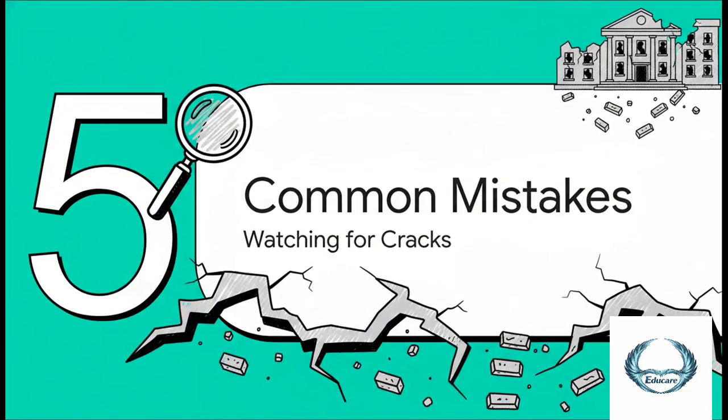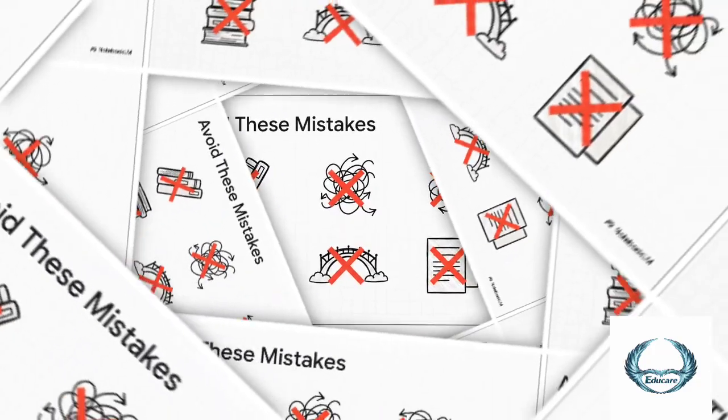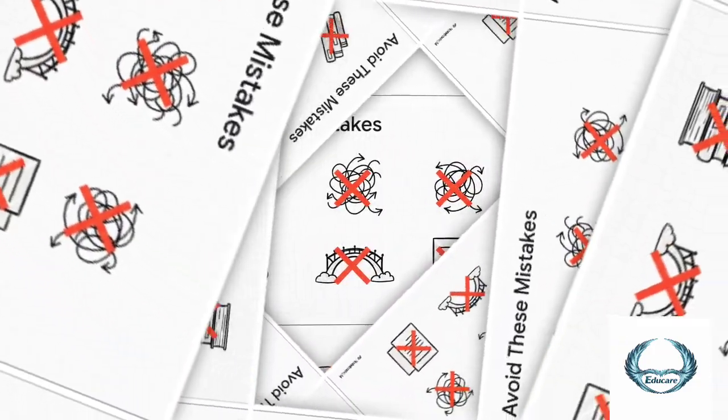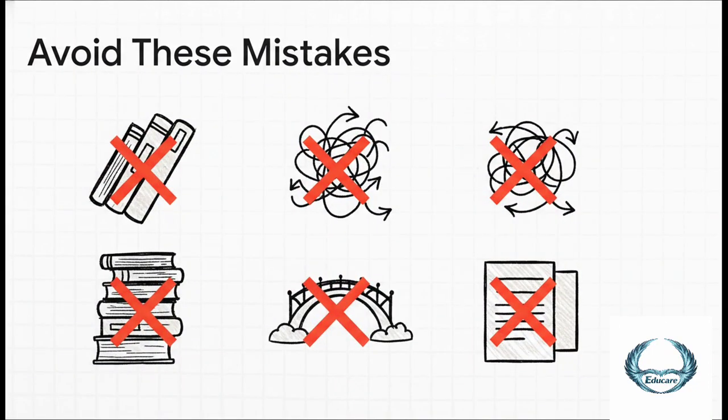Okay, so now you have the blueprint. But before you start building, let's talk about what not to do. Let's look at some common mistakes. Think of these as the cracks in the foundation you absolutely have to avoid. So here are the big ones to watch out for. First off, don't just write another literature review. That's not what this chapter is for.